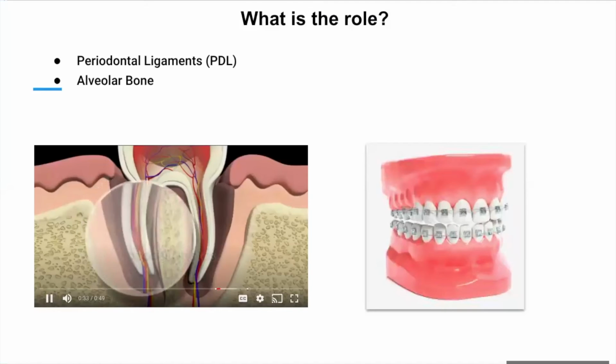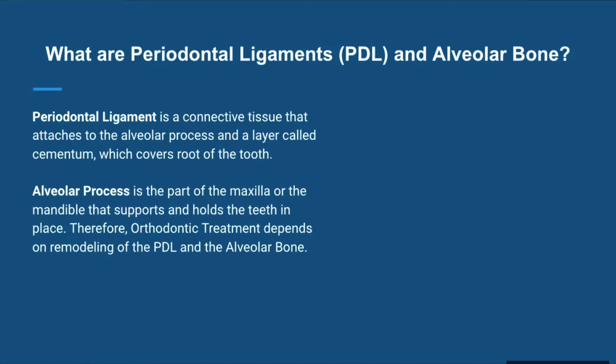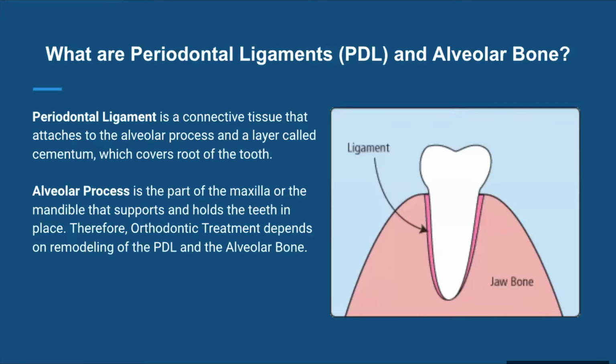So what is the role of the periodontal ligaments and the alveolar bone in the orthodontic treatment? So we're going to start by giving you the definition. Periodontal ligament is a connective tissue that attaches to the alveolar process and a layer called cementum, which covers the root of the tooth. And the alveolar process is a part of the maxilla or the mandible that supports and holds the teeth in place. Therefore, orthodontic treatment depends on remodeling of the PDL and the alveolar bone.